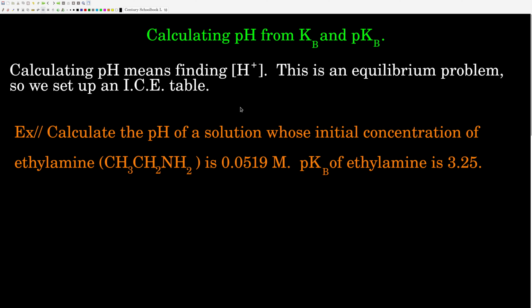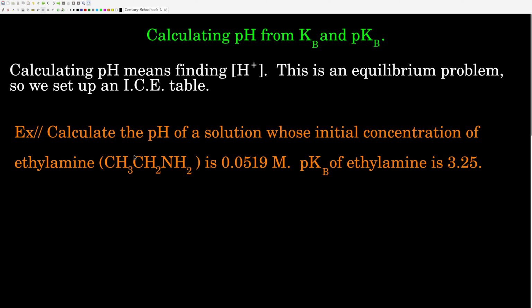Calculating pH from Kb and pKb. Usually we talk about pH instead of pOH because it's the accepted, more commonly used, so that's why we do this. So if we're given the Kb or pKb and the initial concentration, then we can find the hydroxide ion concentration and consequently the hydrogen ion concentration, and that means pH. And to do this, it's an equilibrium problem, so we can set up an ICE table.